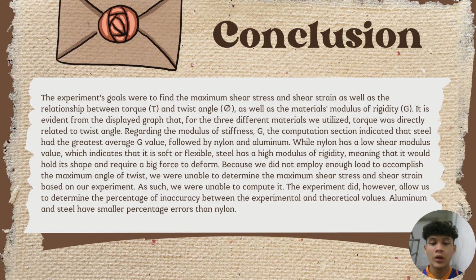Because we did not employ enough load to accomplish the maximum angle of twist, we were unable to determine the maximum shear stress and shear strain based on our experiment. As such, we were unable to compute it. The experiment did, however, allow us to determine the percentage of inaccuracy between the experimental and theoretical values. Aluminum and steel have smaller percentage errors than nylon.